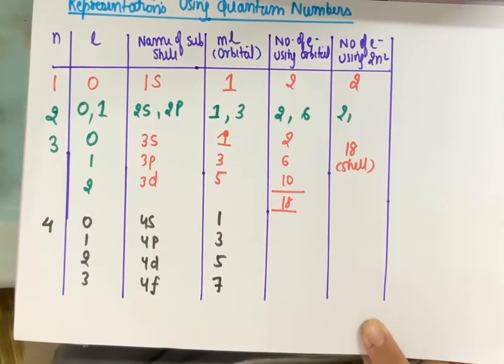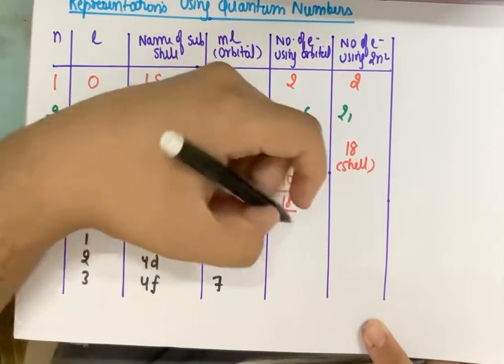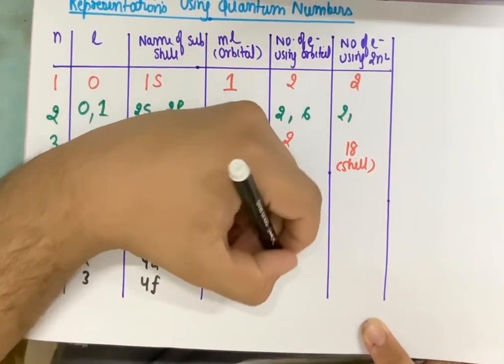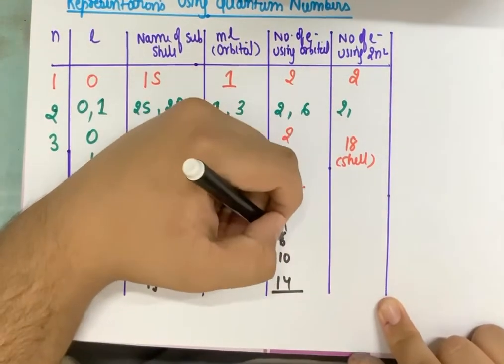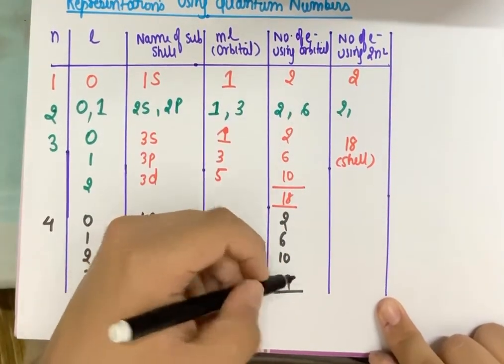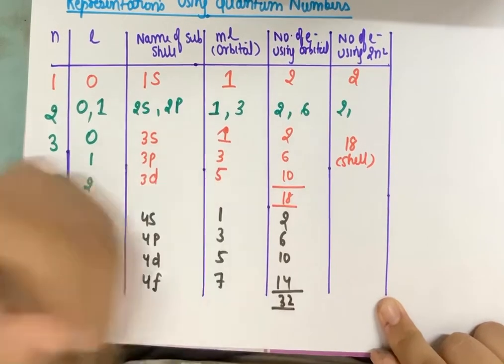7 orbitals. 2 से मल्टीप्लाई करो, ऑर्बिटल में इलेक्ट्रॉन मिल जाएंगे. 2, 6, 10, 14. I have multiplied by 2, I have got the electrons. Let me add them up. 2 and 6, 8, and 20, 28 and 4, 32. I get the value as 32.